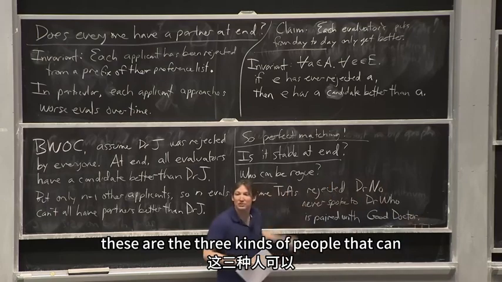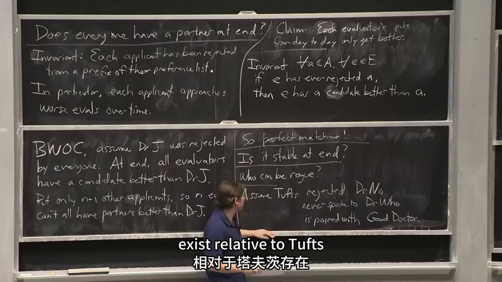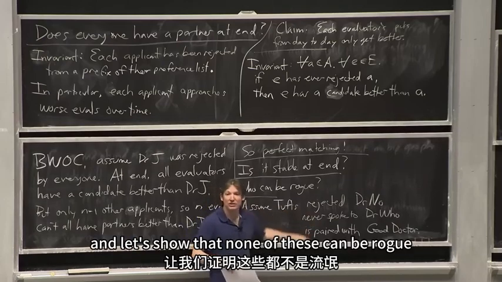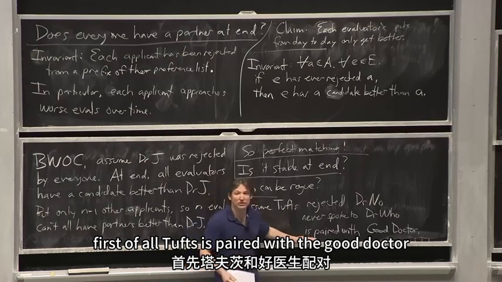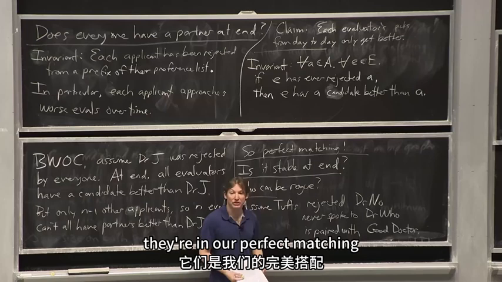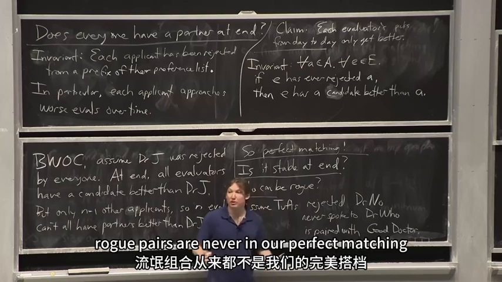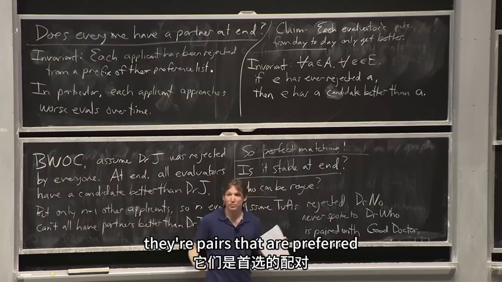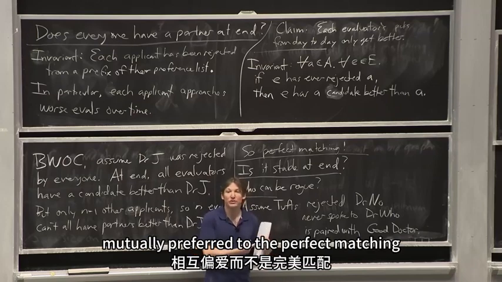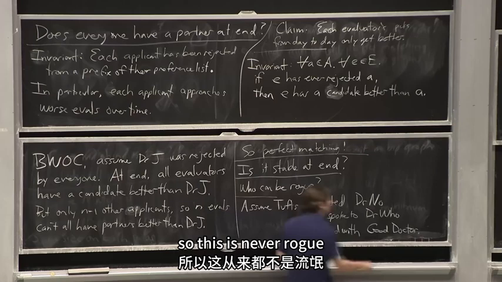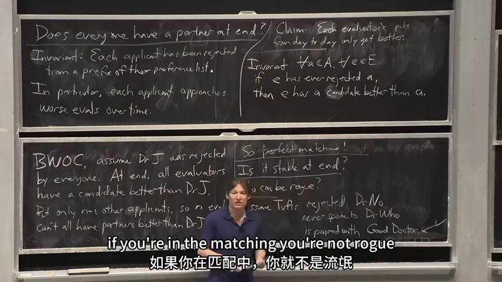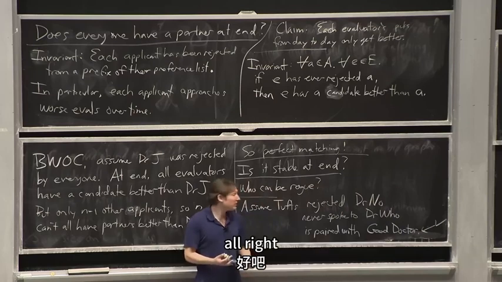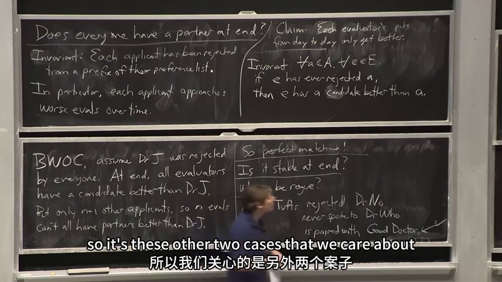These are the three kinds of people that can exist relative to Tufts, and let's show that none of these can be rogue. First of all, Tufts is paired with the good doctor. They're in our perfect matching. Rogue pairs are never in our perfect matching. They're pairs that are mutually preferred to the perfect matching. So this is never rogue. By definition of rogue, if you're in the matching, you're not rogue. All right, so it's these other two cases that we care about.